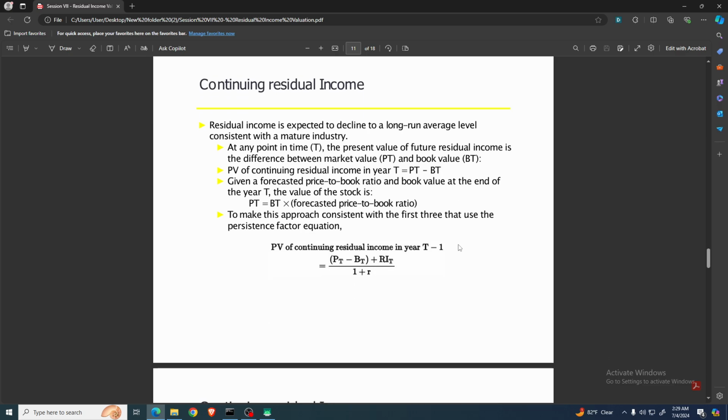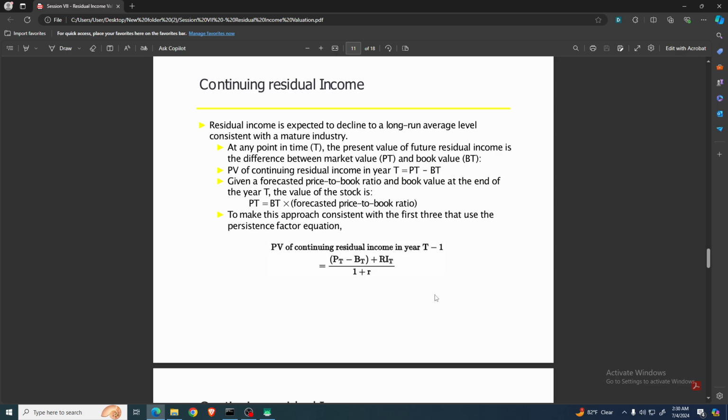All right. So this would be the overall approach of how these assumptions are used. And finally, to make the approach consistent with the assumptions, the final one that we were talking about, which is declining to a long run average level, we are going to incorporate the persistence factor into the equation, which you can see right here. This is the one.